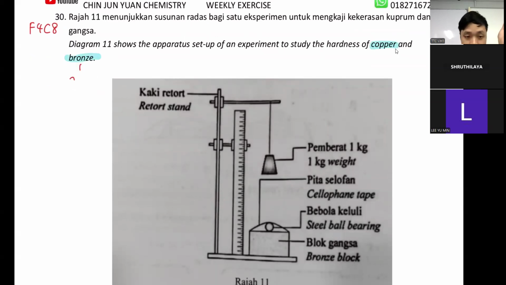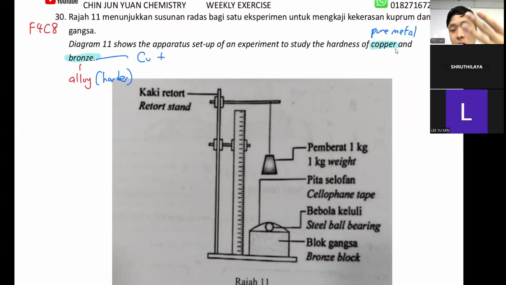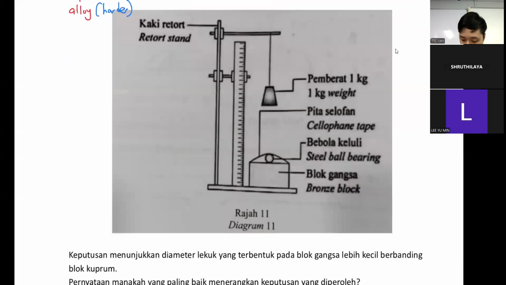Normally, bronze 它是一个 alloy 合金。Okay, it is an alloy. Okay, normally hard alloy, it is harder material compared to the pure metal. Copper is a pure metal. Bronze is copper added with another metal called tin. Okay, to make the bronze become stronger.